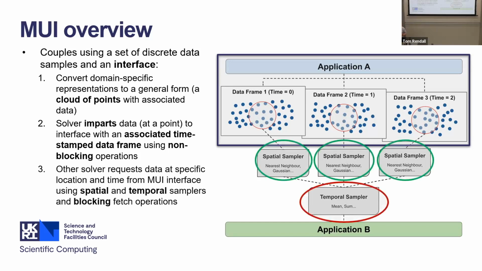And then on the other side, application B in this diagram requests data at a specific location and time from the interface using spatial and, if you want, temporal samplers. And this is a blocking fetch operation. In a nutshell, this is a coupling workflow using MUI. I'll go into a bit of detail in a second about the spatial and temporal samplers that are in the library, but generally speaking, this is how you would couple two codes together.